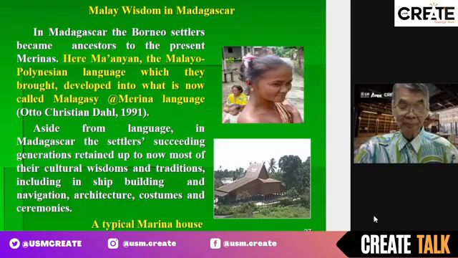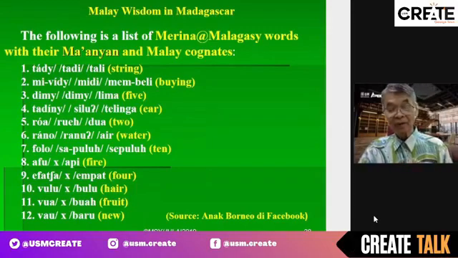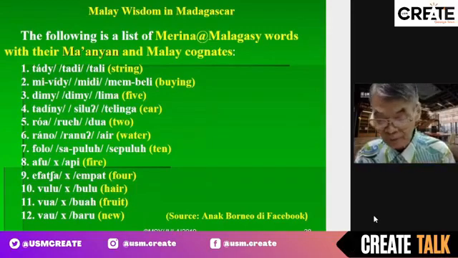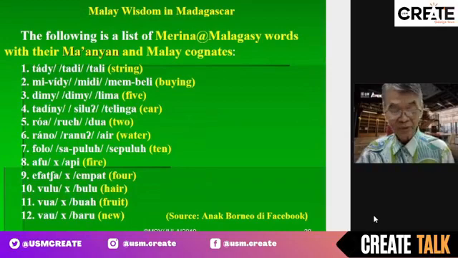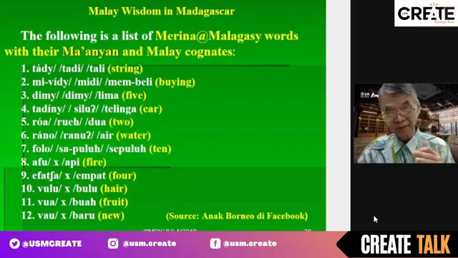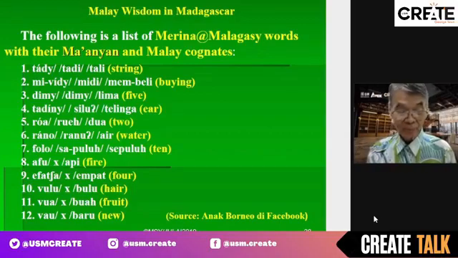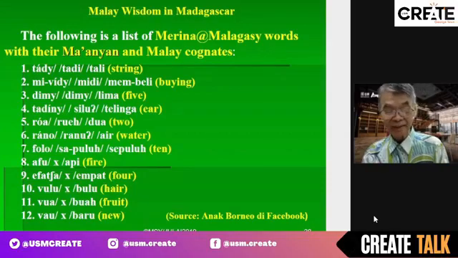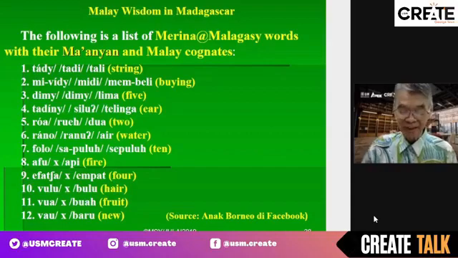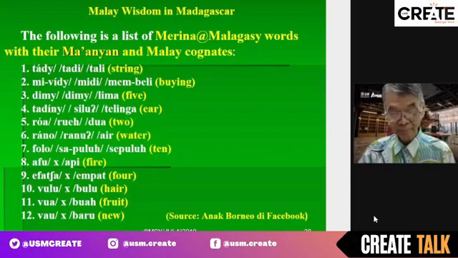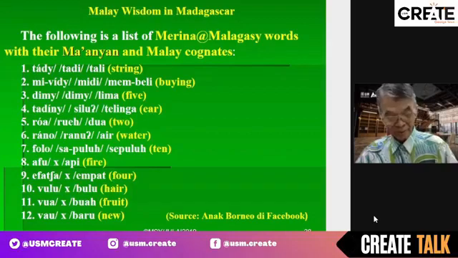On the next slide is a list of Merina Malagasy words with their Ma'anyan and Malay cognates. They have not forgotten it. They brought it along with them, and it is there until now. Number one is a word known to them as tady, T-A-D-Y. In Malay it is tali. In English, of course, it is string. And you can go down until number 12.